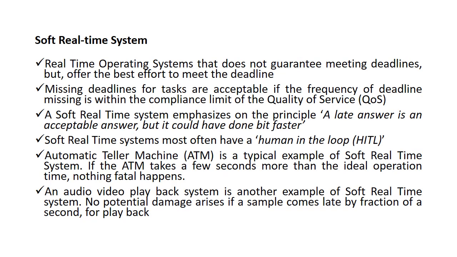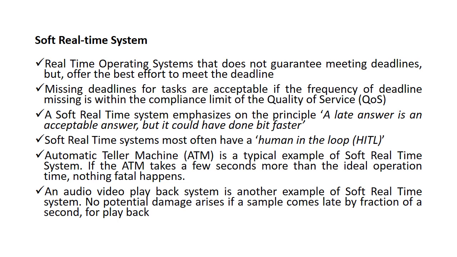The other category is soft real-time operating systems. The real-time systems that do not guarantee meeting deadlines but offer the best effort to meet the deadline are called soft real-time systems. Missing deadlines for tasks is acceptable if the frequency of deadline missing is within the compliance limit of the quality of service.